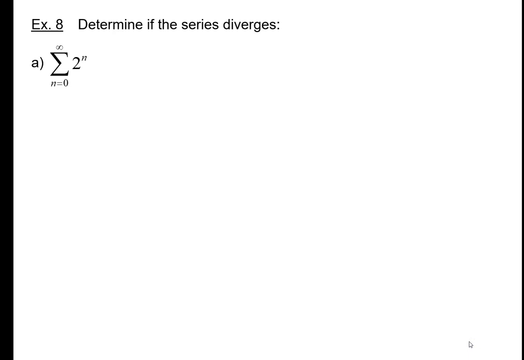Let's do an example. Determine if this series diverges. Before I get too involved, hopefully you see that this actually is a geometric series because you have something raised to the n power. And the common ratio is 2, which is greater than 1. So that tells you it diverges. But if we looked at the sequence 2 to the n, and we took the limit as n goes to infinity, well, 2 to the n is just going to get bigger and bigger and bigger. It's an exponential function, and the limit is infinity.